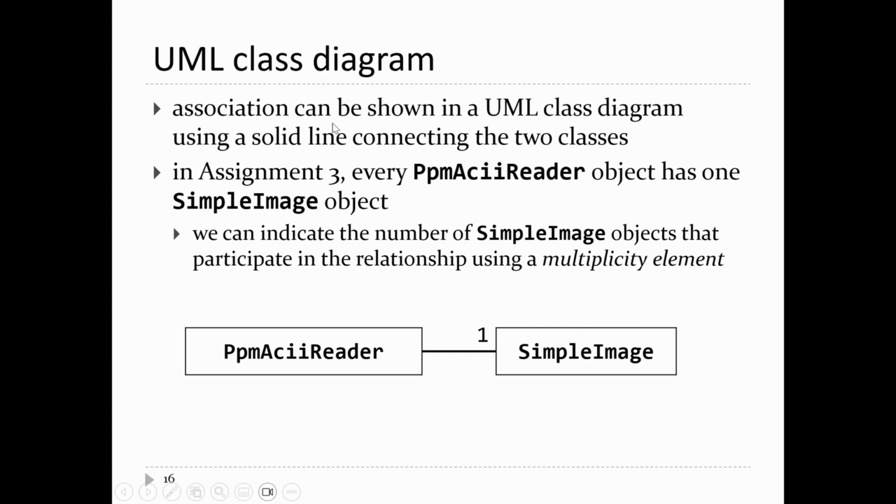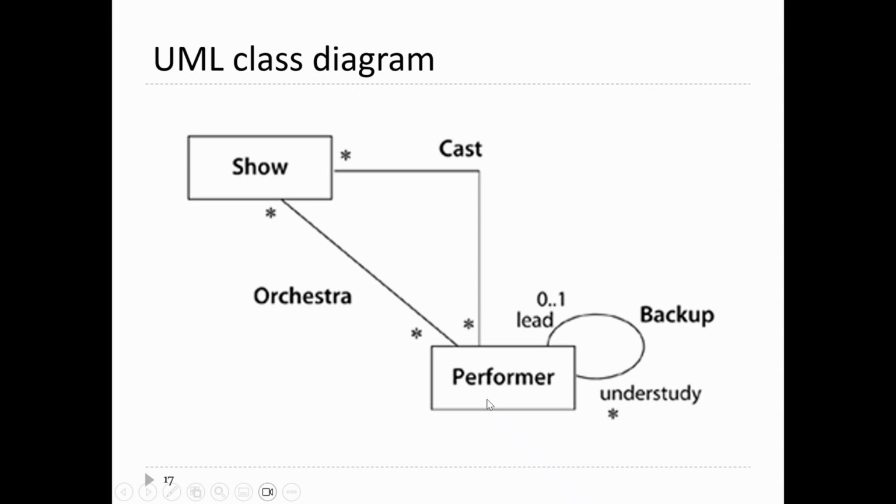It's fine. If you want to show an association relationship between two classes, then you show that relationship using a solid line. So what this picture here is trying to tell you is the class PPMASCIIReader has an association relationship with SimpleImage. What this is really trying to tell you is that every PPMASCIIReader object has one SimpleImage object. If you were to look at the implementation of this class, you would see one field whose type is SimpleImage. Again, I apologize for using this example that doesn't mean anything to you.